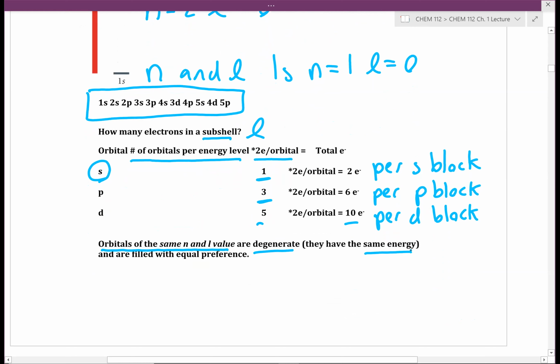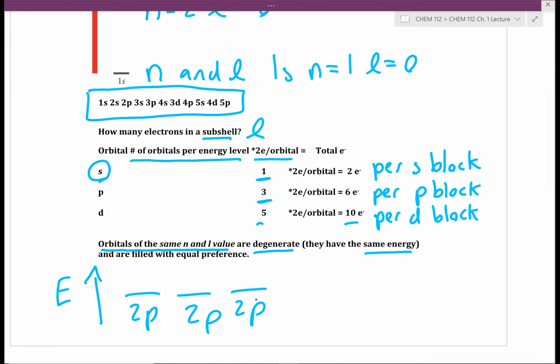So, for example, if we look at our 2p orbitals on this orbital energy diagram, do each of these 3 2p orbitals have the same or different energy? Same. They're the same relative height in this energy diagram. They have the same energy. So we have the same n and L, and as a result, they have the same energy.